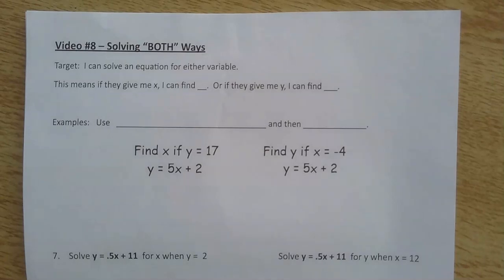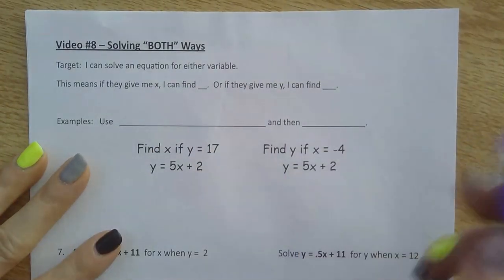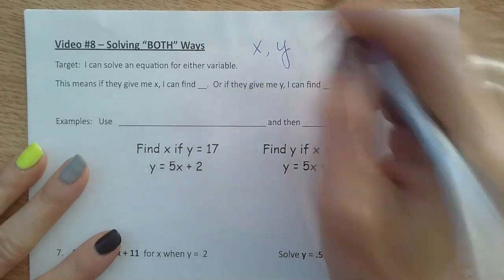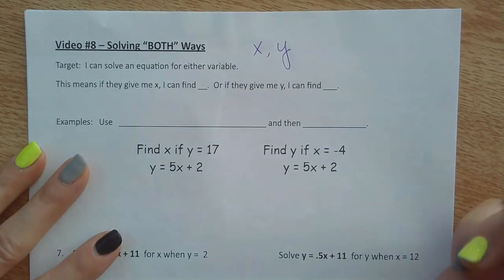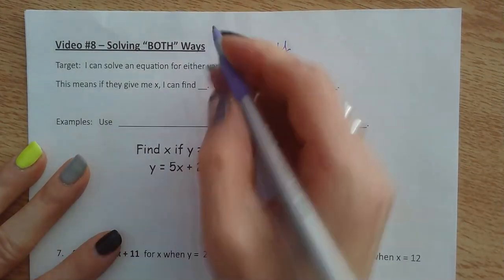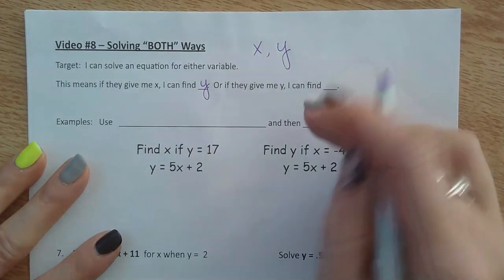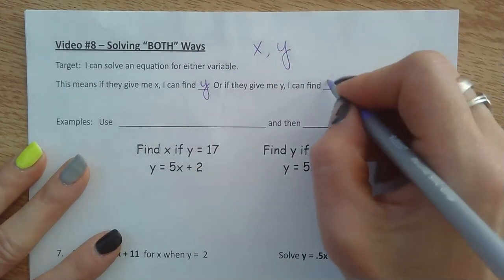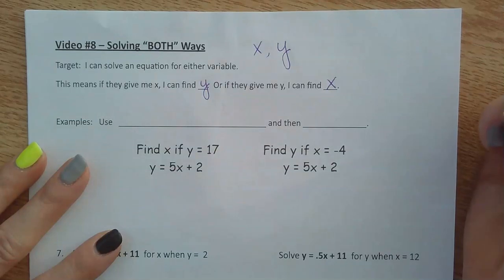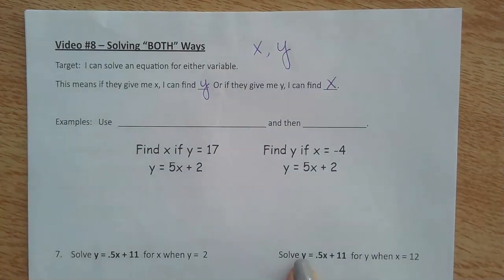So this is a twist on solving two-step equations. We call it solving both ways. It means if you're given an equation with an x and a y, you can solve for either variable. If they give you the value of x, then we'll be able to find y, or if they give me the value of y, we'll be able to find x. Okay? So here's what this would look like.